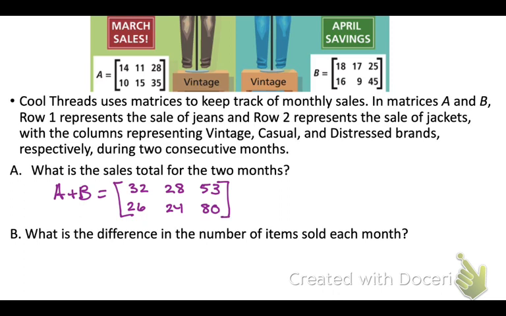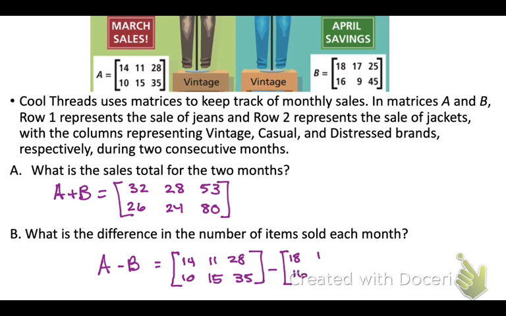So what does this say? The difference. Subtraction. You're going to have A minus B, yes? When you do that, I'm going to show you. You're going to have 14, 10, 11, 15, 28, 35, minus 18, 16, 17, 9, 25, and 45. So what are you going to do to each of these numbers? Subtract them. So 14 minus 18. You're distributing this negative. That's what you're doing.